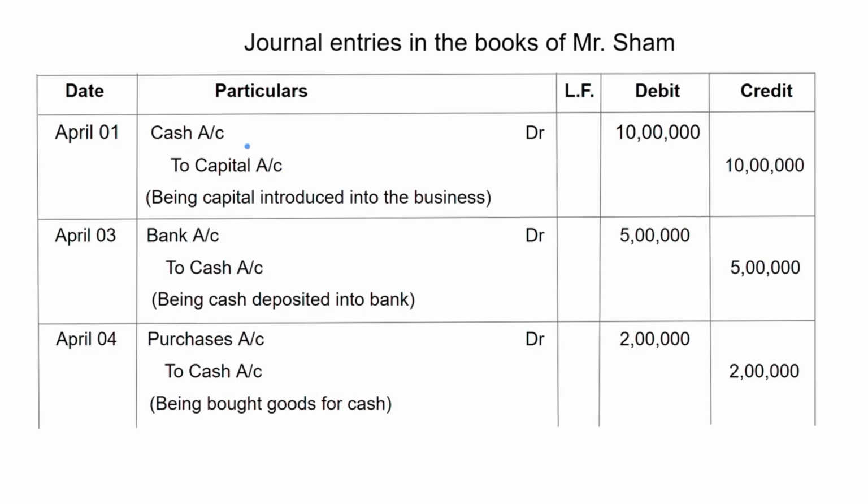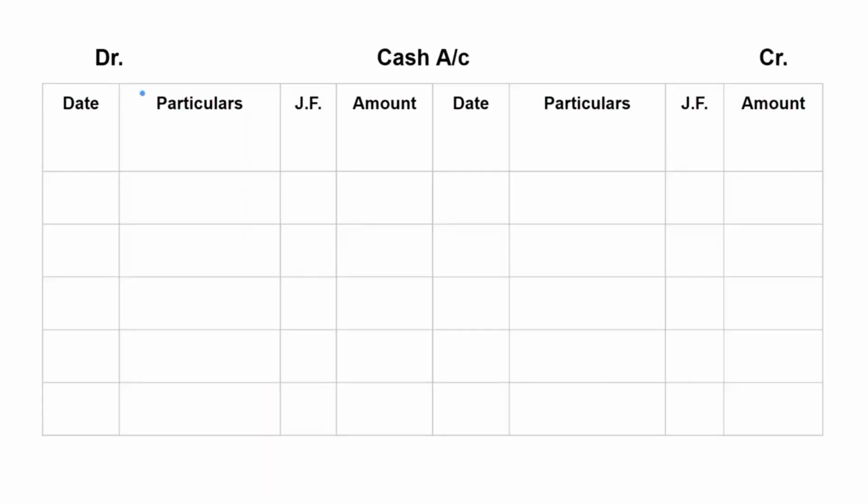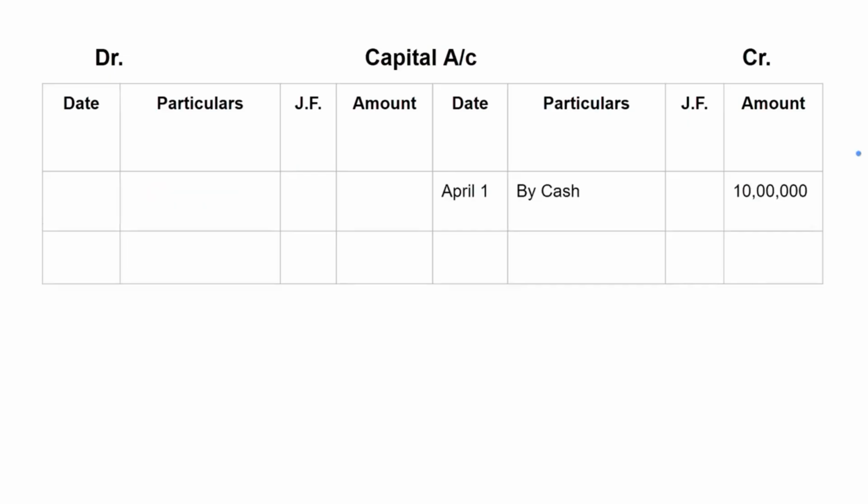On 1st April cash account debit 10 lakh rupees. We go to cash account ledger. This is the format: cash account debit side and credit side. Date, particulars, journal folio, amount, date, particulars, journal folio and amount. And we record it as, on 1st April, we record it as to capital and 10 lakh rupees. Similarly, in capital account, we record it as by cash. Let's see how we'll record it. This is capital account. On 1st April, we record it as by cash. This is double entry system. In cash account, we recorded capital on the debit side, but in capital account, we recorded cash on the credit side.